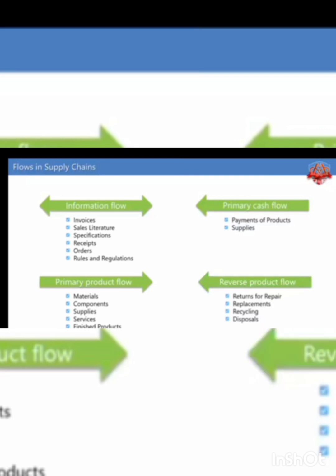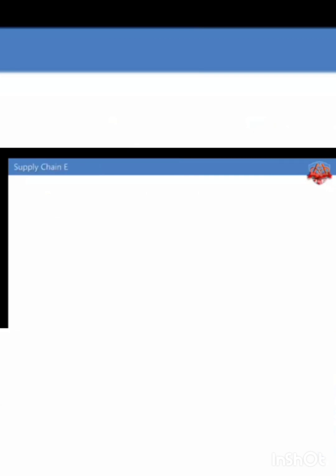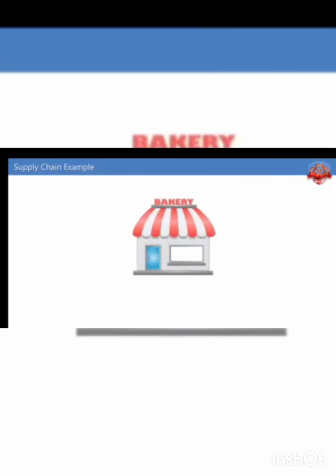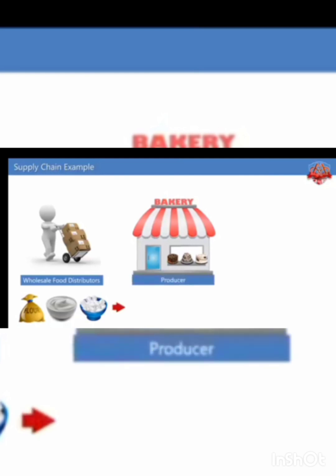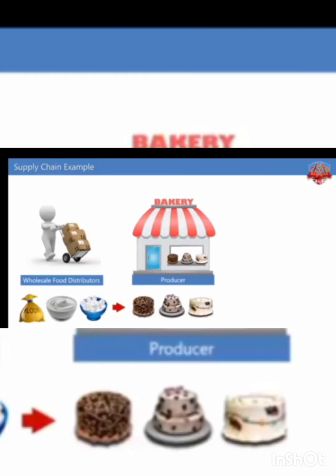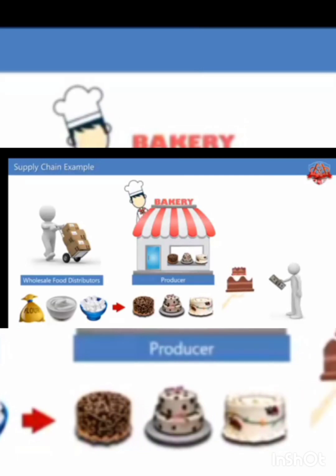Then the most important thing is we are going to look into some examples of supply chain. Consider a supply chain model of a bakery who sells a variety of cakes, and this baker is one end of a supply chain. In this case, the supplier is a wholesaler distributor who provides ingredients such as flour and sugar. Bakery is a producer who turns the ingredients into a variety of cakes. The bakery is operated by an owner who is a retailer who sells cakes to the customer.